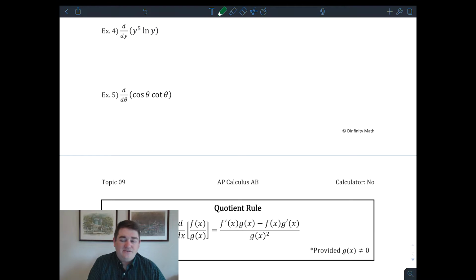Example 4, d/dy of y to the 5th times ln y. It says d/dy instead of d/dx. What does that mean? It means take the derivative with respect to y instead of take the derivative with respect to x. It doesn't change how I work the problem.